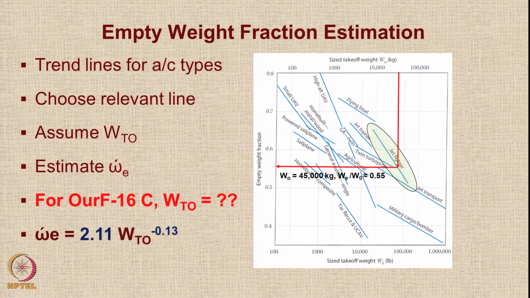What we have to do is use the equation given by Raymer, in which it is specified that the coefficient is 2.11 and the power is -0.13. So we are going to use this expression in our calculations because we do not know the value of WTO a priori. So we cannot get the empty weight fraction directly. We will get the empty weight fraction as a function of only takeoff weight.